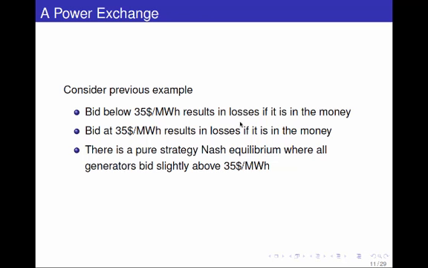Because if you go below, you're always in the money and you're always losing. And if you go above, you're never in the money, so your profit is zero, like it was when you were bidding 7. So it is 35 plus epsilon or something like that? And it's 70 in particular. Why 70?